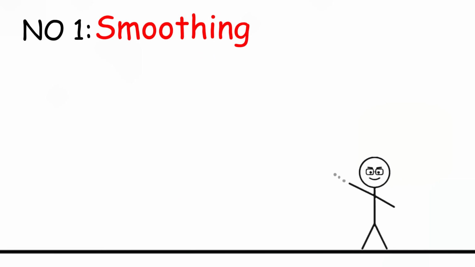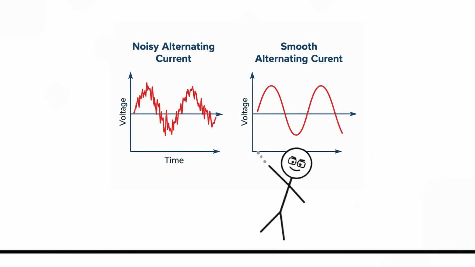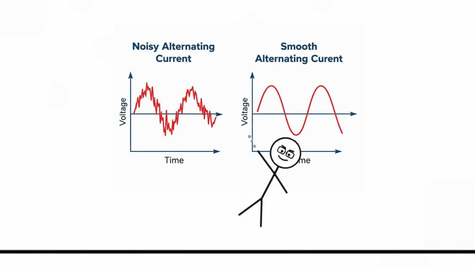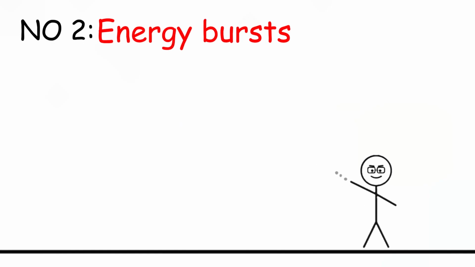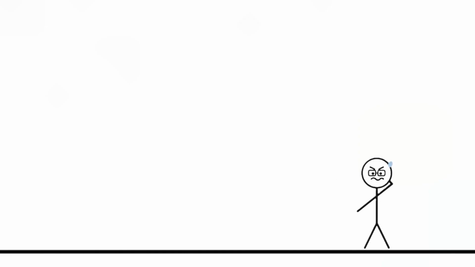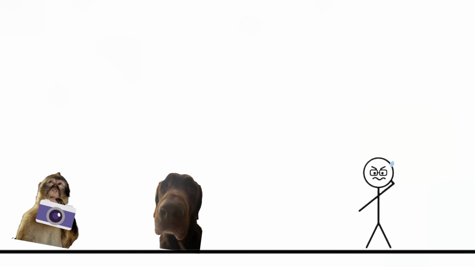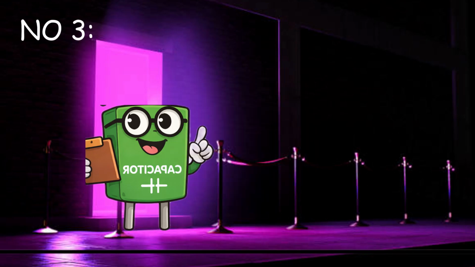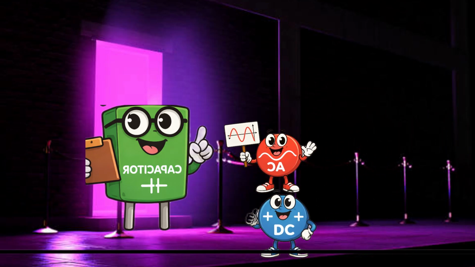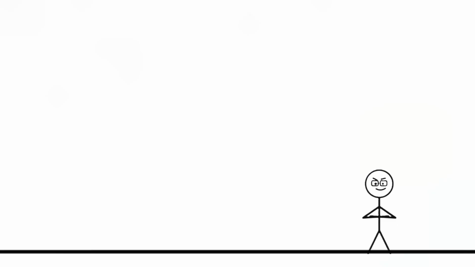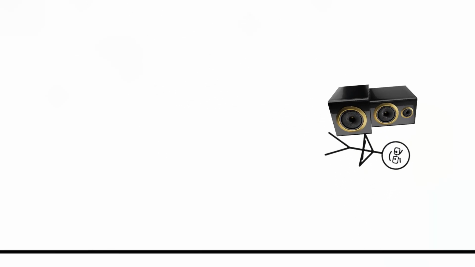Number 1, smoothing. They turn bumpy electricity from a wall outlet into smooth, steady power for your electronics. Number 2, energy bursts. If you need a quick energy burst, a capacitor is for you. They power camera flashes by storing up energy and releasing it all at once. Number 3, filtering. They can block direct current while letting alternating current pass through, which is vital for radio and audio equipment.